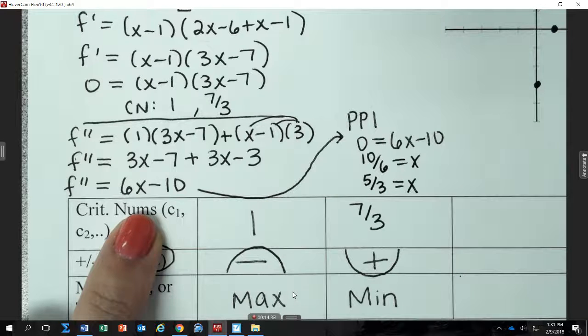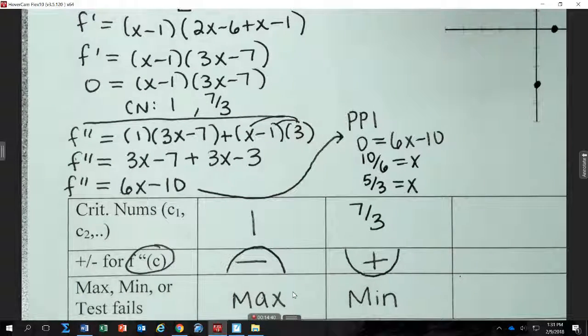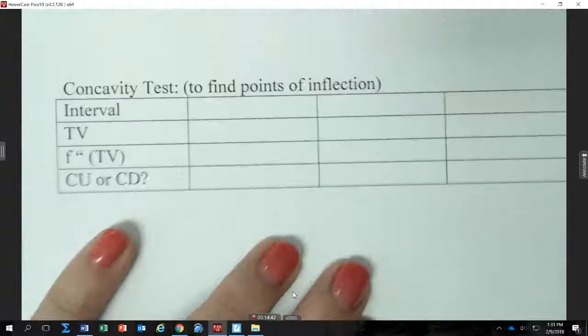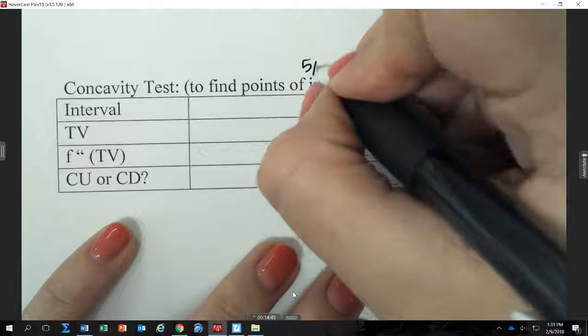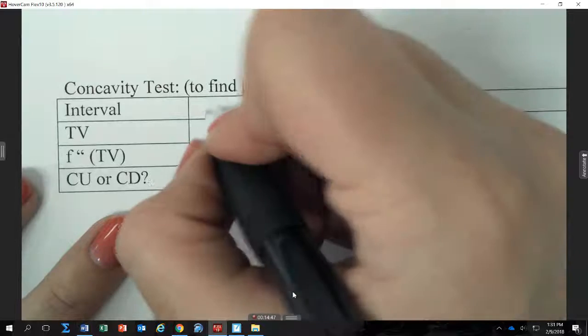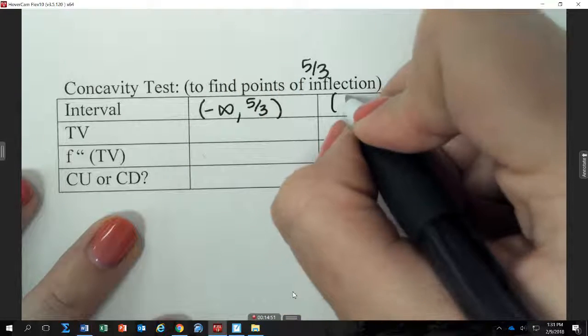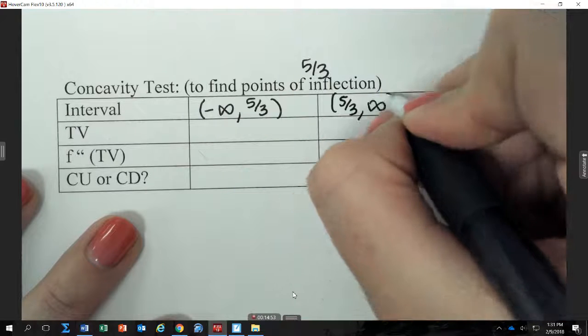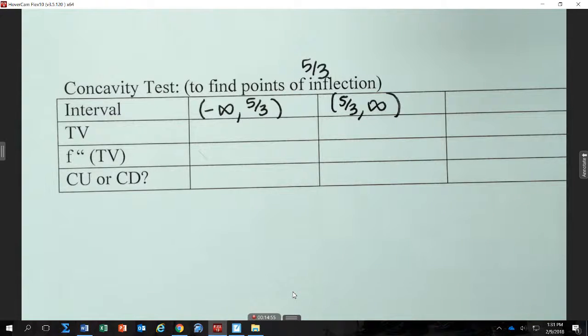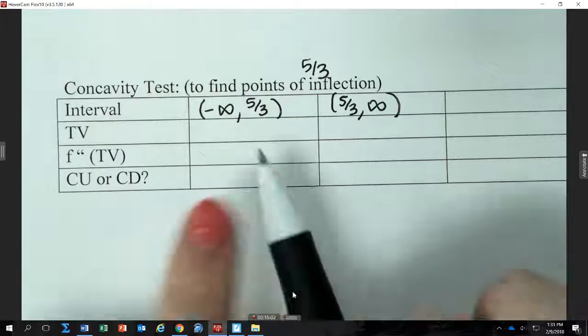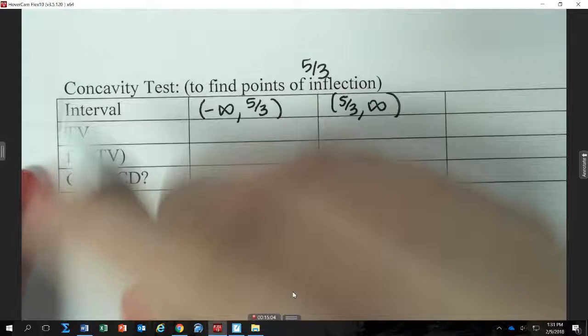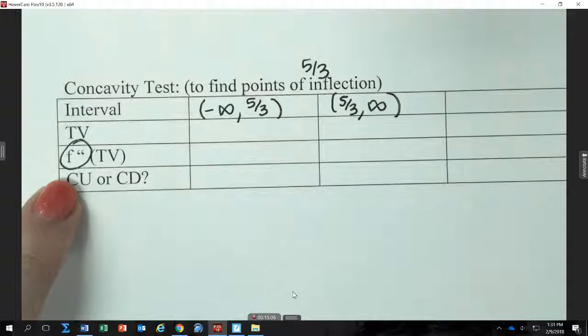Okay. When I do that concavity test, I need to look at both sides of 5/3. So I'm going to have my possible point of inflection as 5/3. So I'm going to be looking at negative infinity to 5/3 and 5/3 to infinity. Any questions about that? So what we're doing now is we're picking a test value to plug into the second derivative, right?